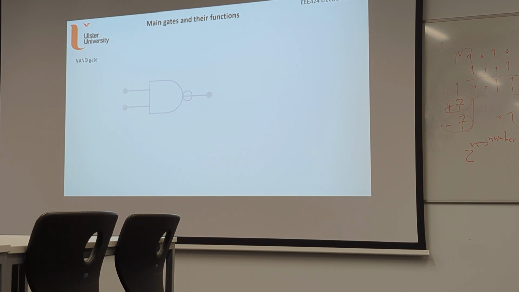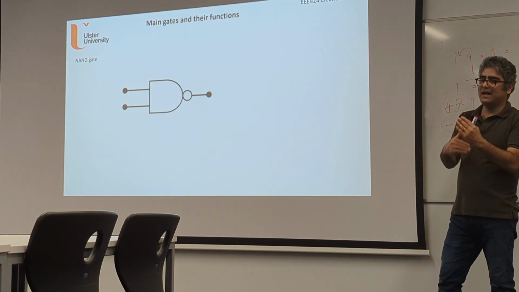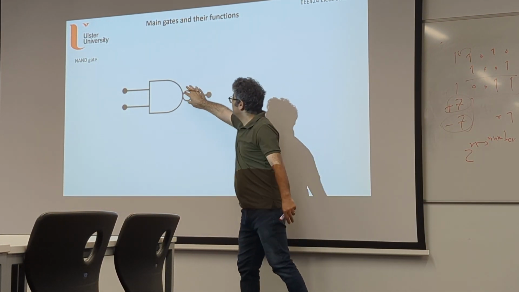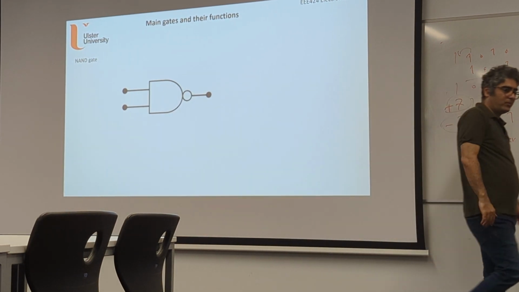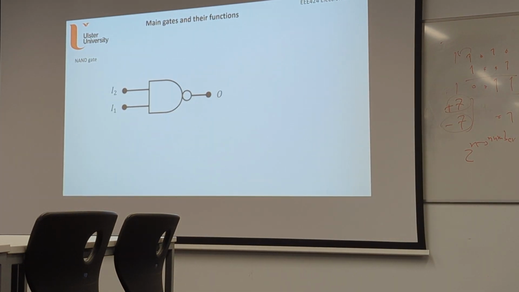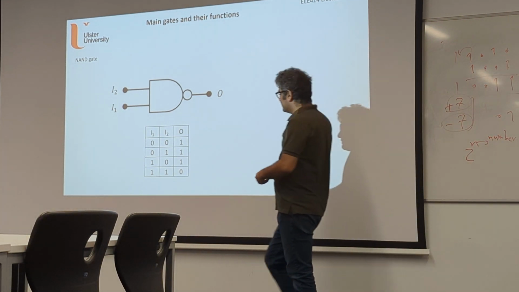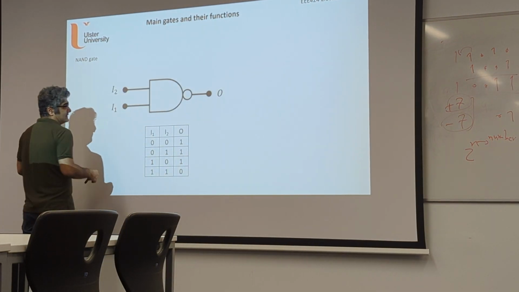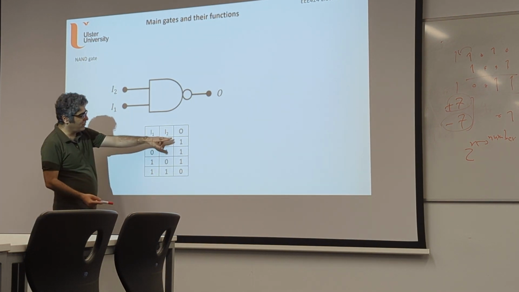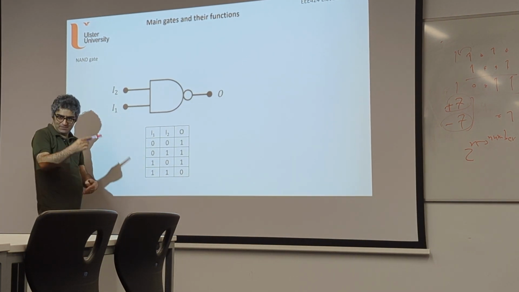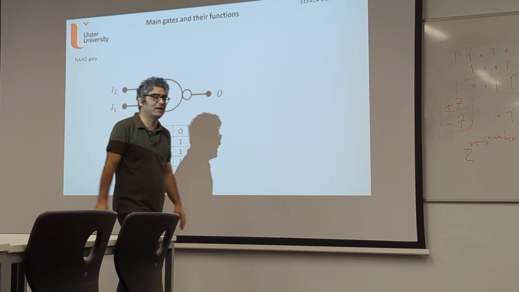Then we have the NAND gate. The NAND gate would be not AND. We have AND, then we put the not in front. It means that if we have 4 conditions, because we have 2 inputs, 0,0, 0,1, 1,0, 1,1, because it's a not AND, it means 1, 1, 1, 0. The inverse of the output of AND.